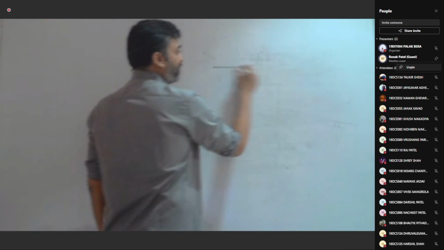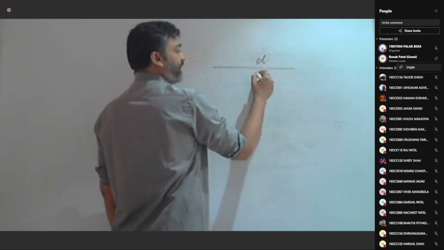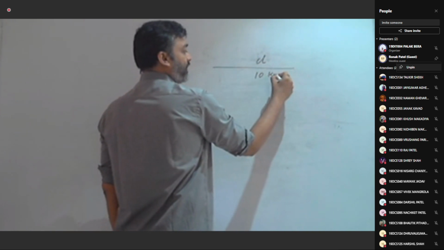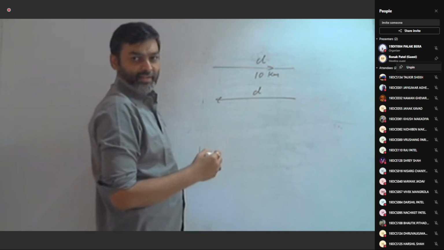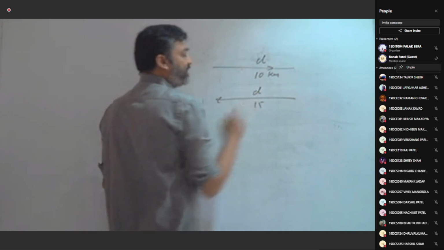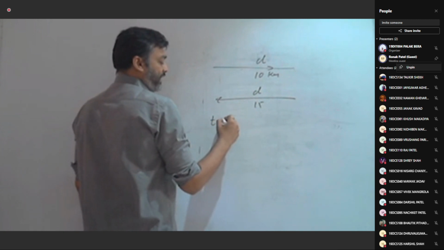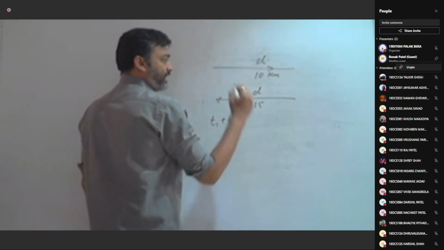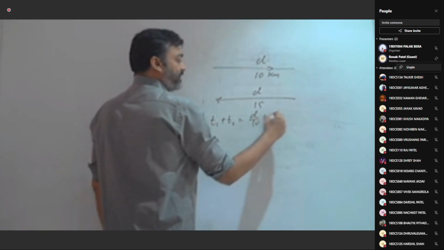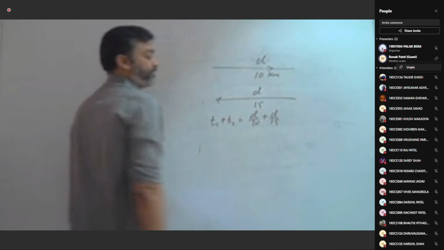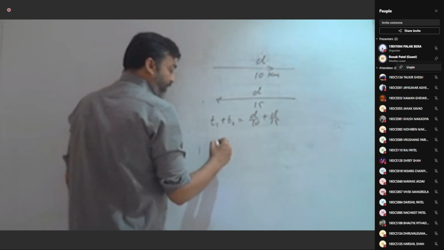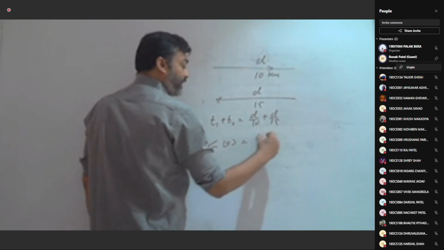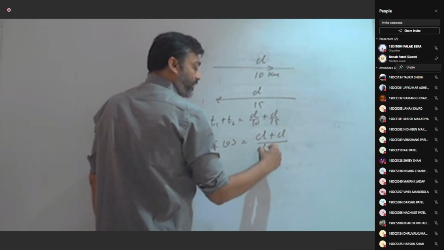A to B distance I don't know, let it equal D, and speed is 10 kilometer per hour while going. While returning, distance is D and speed is 15 kilometer per hour. So time to go and time to come back, that's the total time. So distance upon speed plus distance upon speed. Right? Clear this thing? So now my average speed is equal to total distance upon total time.